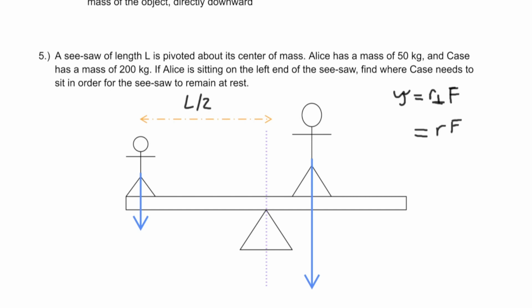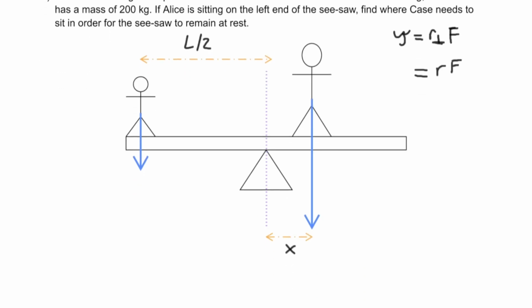So let's just go down here and call this X because we don't know what it is. So we need to find how far away he is if it's not rotating either way. So the torque in this scenario is just going to be their force multiplied by their distance from the pivot. We know that Alice's weight causing the torque is just her mass times g, and Case's torque is also caused by his mass times g.